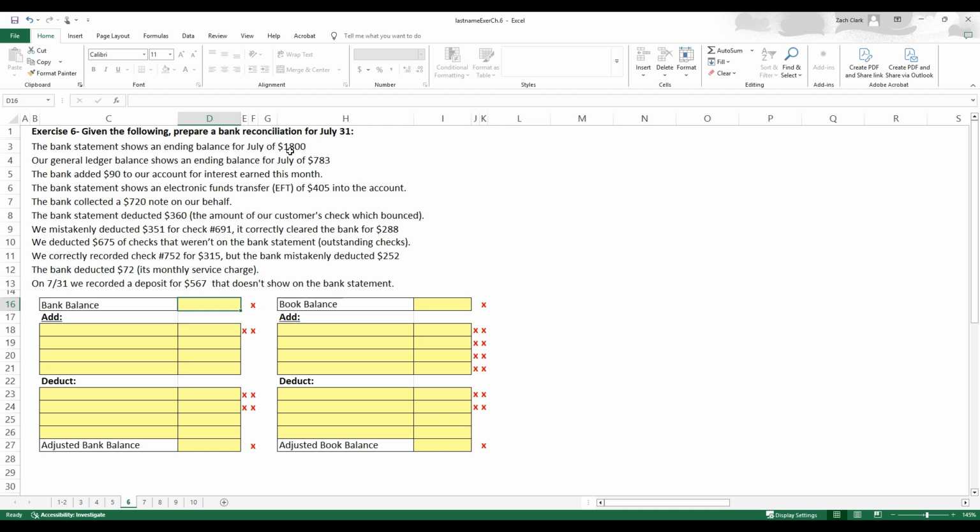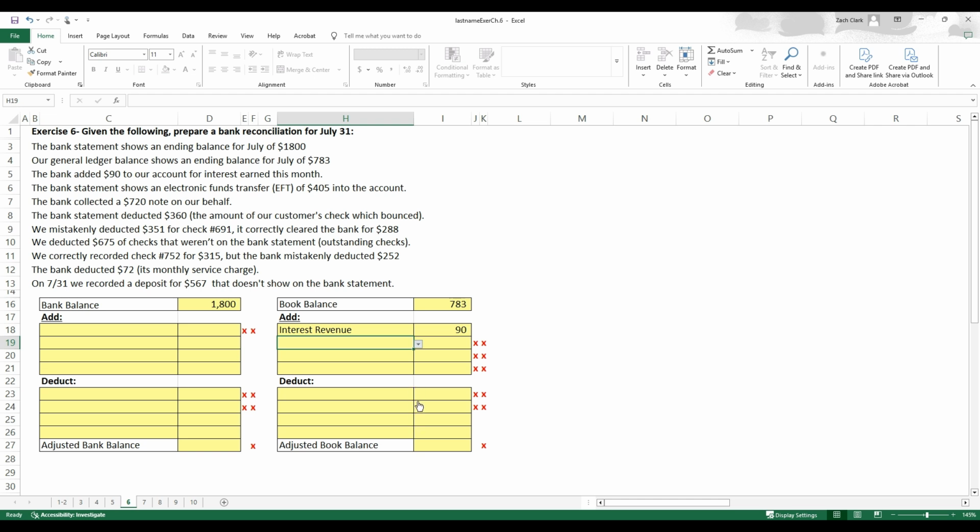Okay, so this one, the bank statement shows $1,800 when we get it, and our book balance shows $783. So you just pull those directly in. The bank added $90 to our account for interest earned this month. So the bank had it right. We need to add it to ours. So that was for interest earned. Interest revenue, $90.